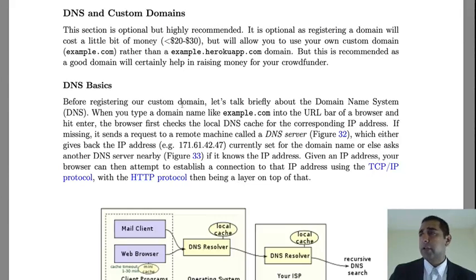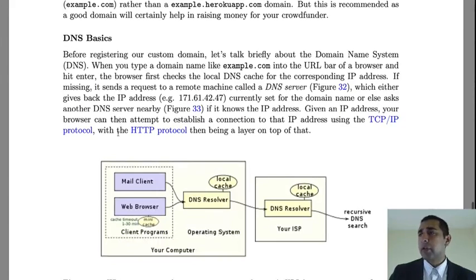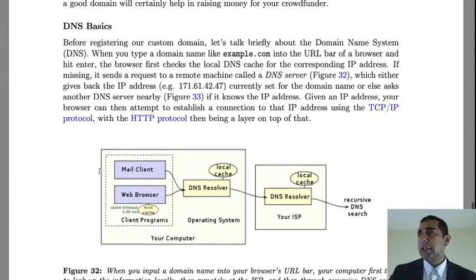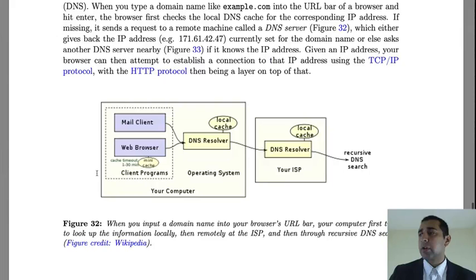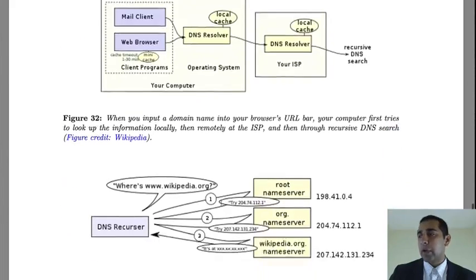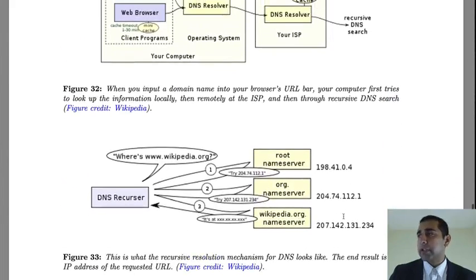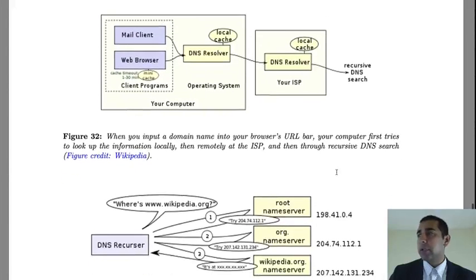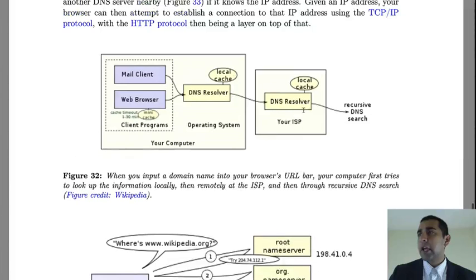Before we go into that, let's talk about DNS a little bit. So what is DNS? DNS is the system which actually turns a name like wikipedia.org into a set of IP addresses, or rather a single IP address. And this is the diagram of how this works.